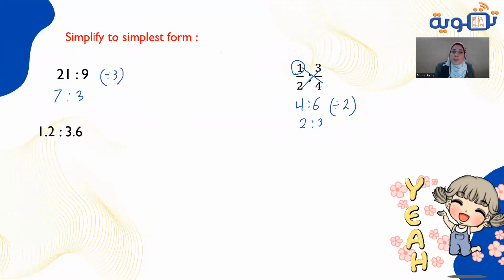1.2 to 3.6. I will multiply by 10. Why? To convert from decimal numbers to whole numbers. Why did I multiply by 10? We can multiply by 10 or 100 or 1,000, according to how many digits are after the decimal point. If you have only one digit, I multiply by 10 because 10 has one zero. If you have two digits, multiply by 100 and so on. That equals 12 to 36. Then simplify it normally. We can divide by 2 or 3, or we can divide by 12, which equals 1 to 3.